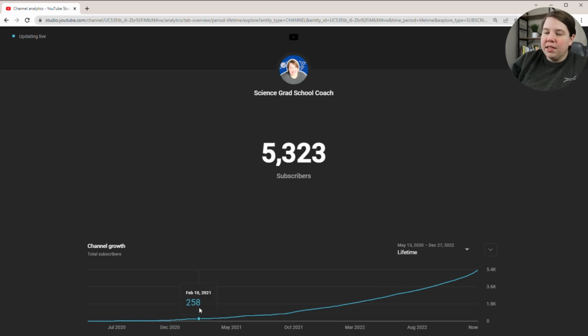And what you can see by this graph is this isn't a linear graph, right? I wasn't consistently gaining very similar numbers of subscribers each day. It's a very exponential graph. And that's what you're going to see with most people who show you any form of their analytics, because you're not going to gain the same number of subscribers. As you gain more, it's kind of a snowball effect.